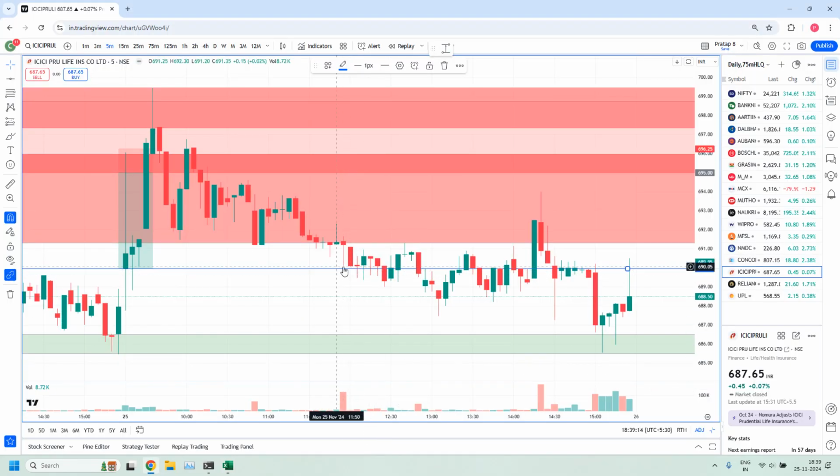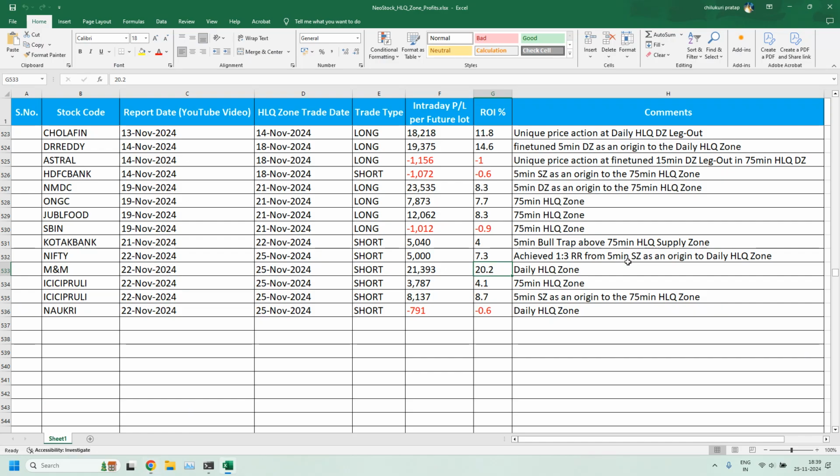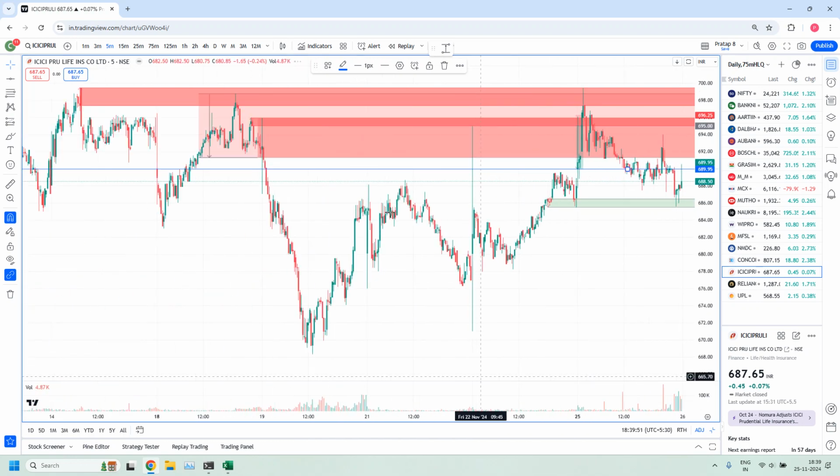Maybe it might have given you around 6% ROA or 5.5% ROA till this blue color line. But according to the high liquidity zones, it reached this 15 minutes target zone. Till this 15 minutes target zone, it has given 8.7% ROA, which is 8,137 rupees profit. So this is another successful trade from a 5 minutes zone as an origin to this entire high liquidity zone.